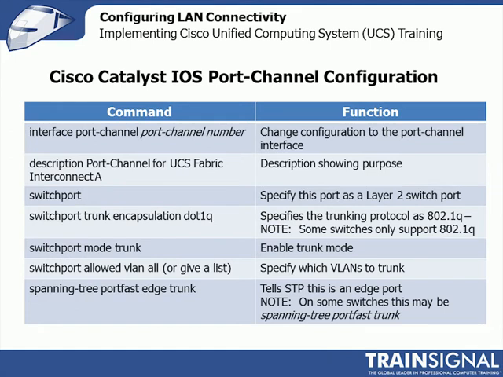Port channel configuration is basically the same as Nexus as well. Interface port-channel and the number to select the port channel for configuration. We'll set a description. We'll also set this as layer 2 using the switchport command. Again, we'll set the encapsulation to .1Q, force it switchport mode trunk, and then switchport trunk allowed vlan all, or give it a list of VLANs that you want it to use. And finally, spanning-tree portfast edge trunk or spanning-tree portfast trunk, depending on the switch. So it's a little bit different than the Nexus switches, but the intent is the same.